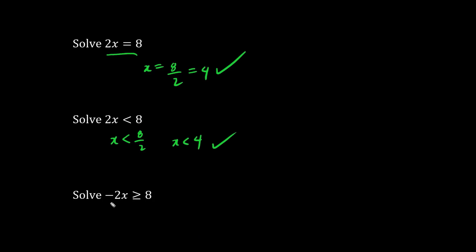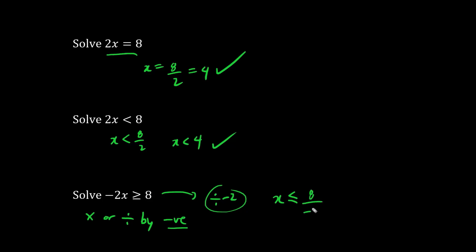However, the rule is that when we multiply or divide by a negative number, we need to flip the direction of the inequality statement. So let's divide by negative 2. When we divide by negative 2, the negative 2 cancels, so we get x on the left all by itself. But we flip the inequality because we're dividing by a negative. So we change the direction, and we have 8 divided by negative 2, which becomes negative 4. So the answer is x is less than or equal to negative 4.